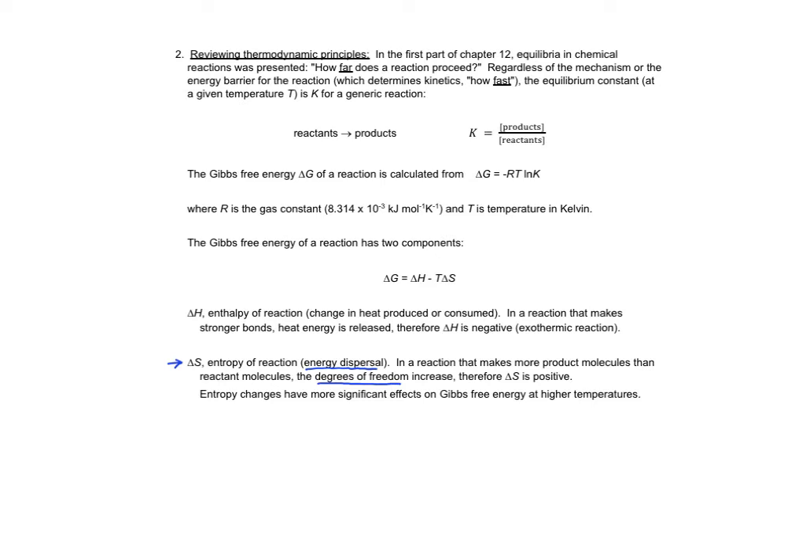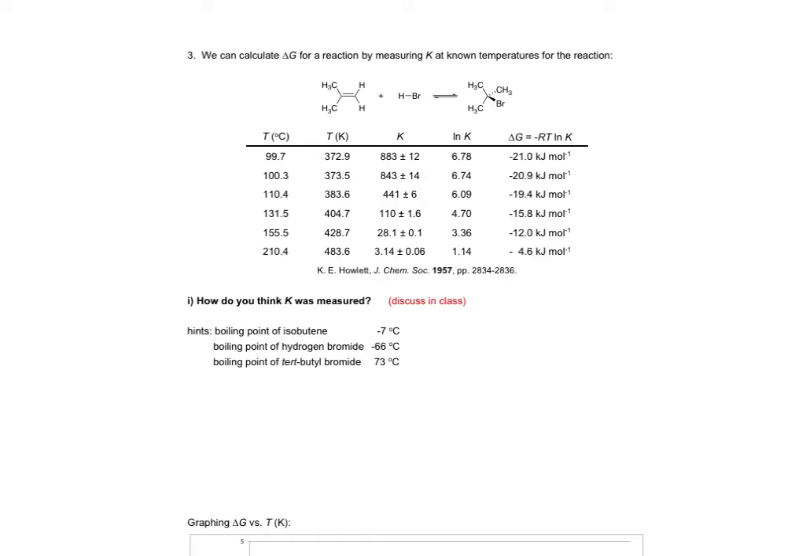Turning to page 3 of the worksheet, I show some data for the hydrobromination reaction of 2-methylpropene, or isobutene as its common name, to give tertiary butyl bromide. This experimentalist, Howlett, measured the equilibrium constant for this reaction at various temperatures.